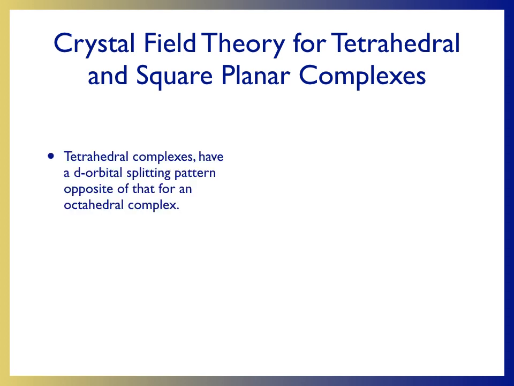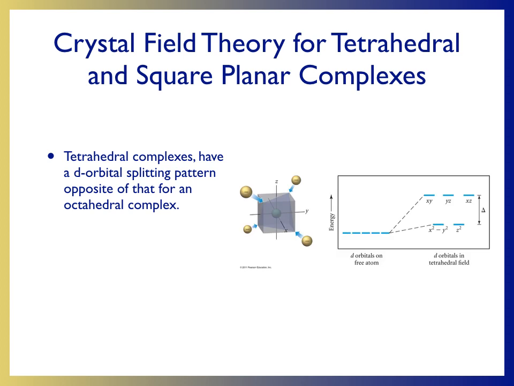For a tetrahedral complex, in which the four ligands make a tetrahedral shape, the d orbital splitting pattern is the exact opposite of the octahedral, meaning that dx squared minus y squared and dz squared are lower in energy than the dxy, dxz, and dyz orbitals.